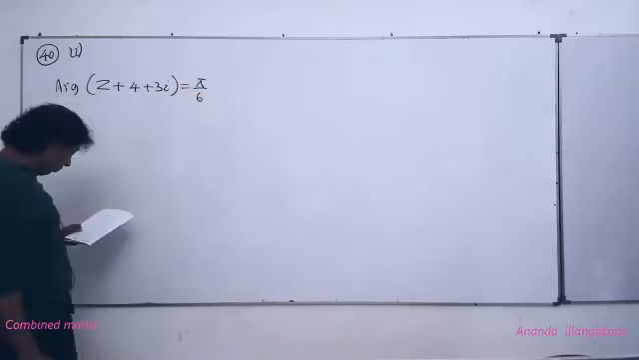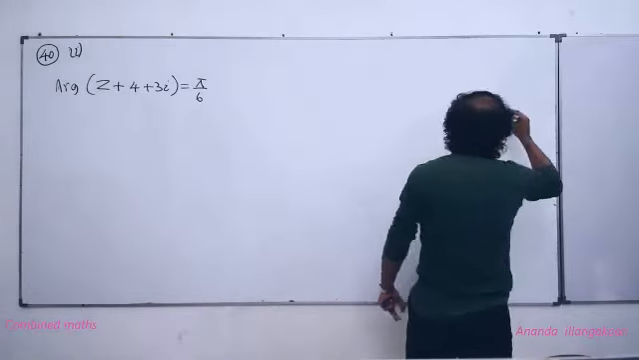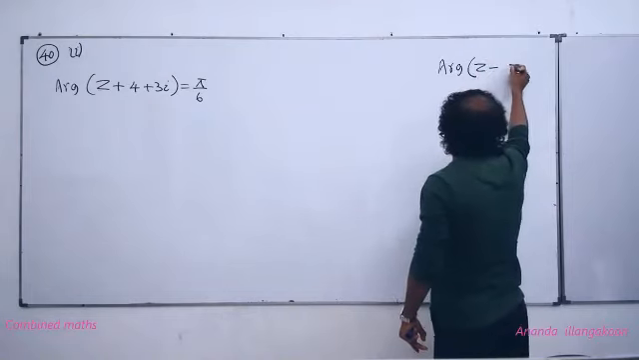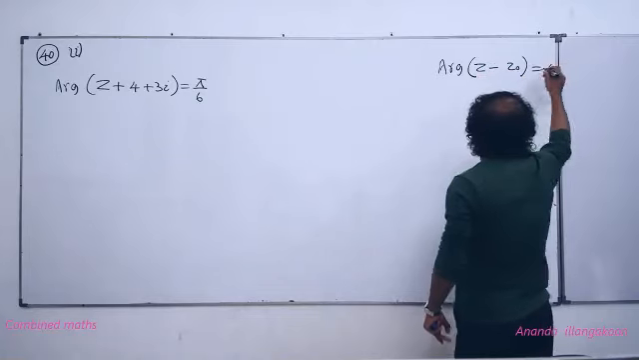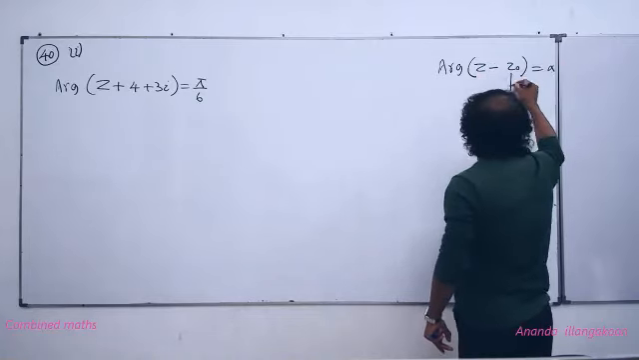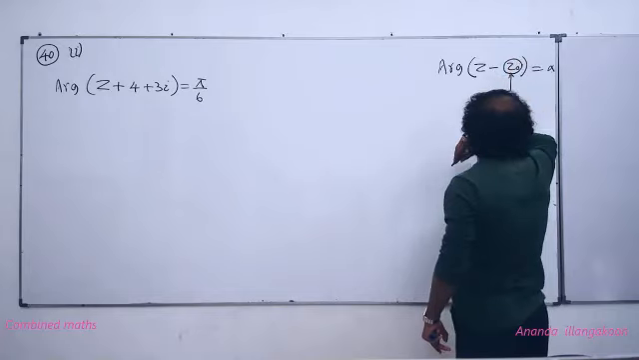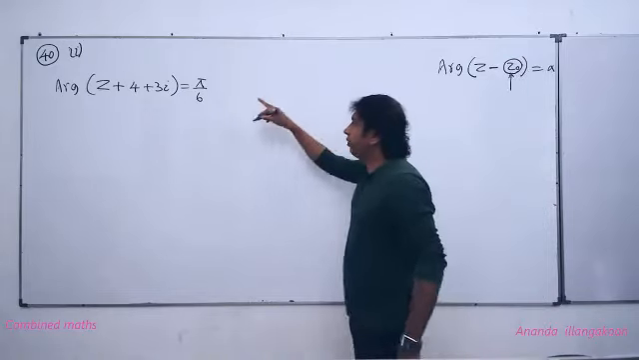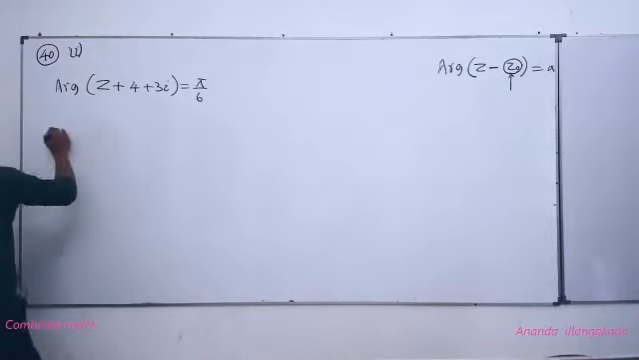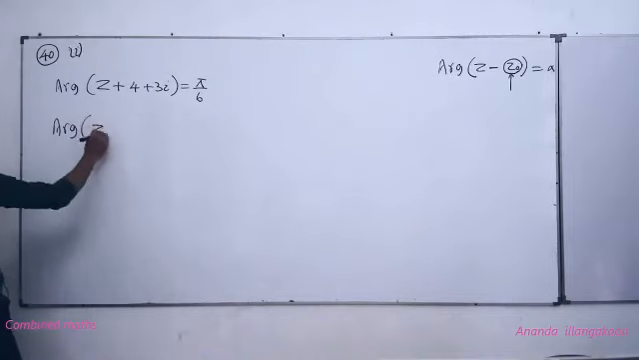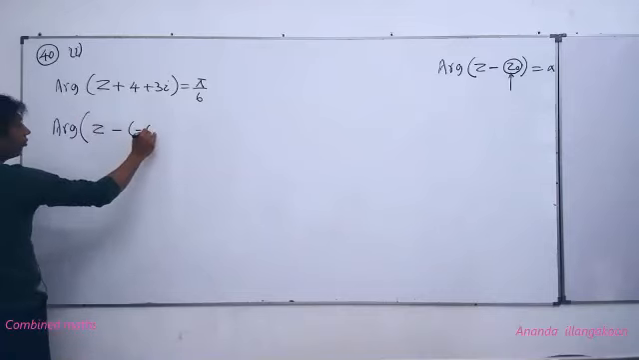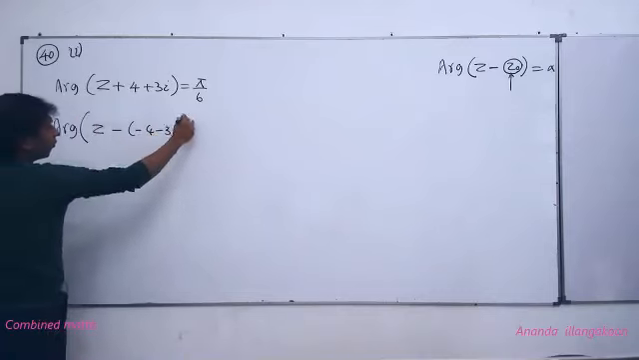How to find this, people? Whenever we determine the path of a straight line, the equation should have a complex number, then a minus sign and another complex number equals alpha. Then the straight line passes through the point that comes after the minus sign. So we have to prepare this first. Then we get arg of z, taking the minus sign out, minus 4 minus 3i equals pi by 6.